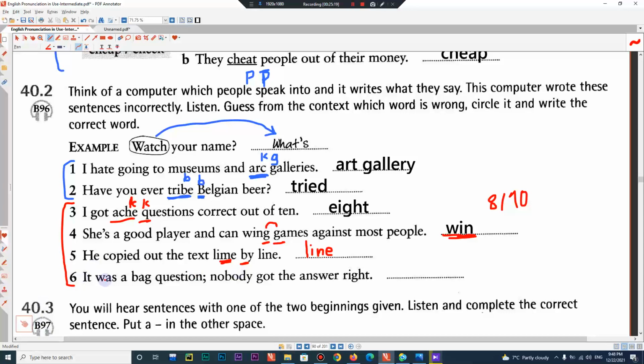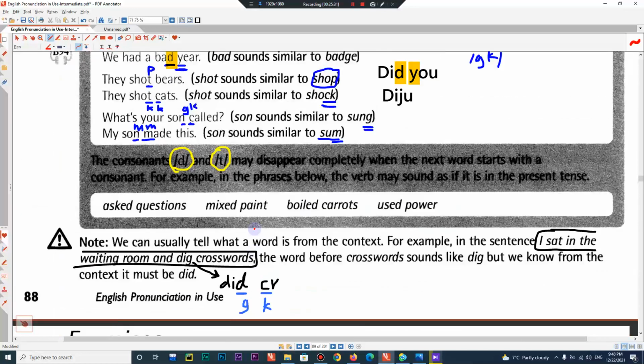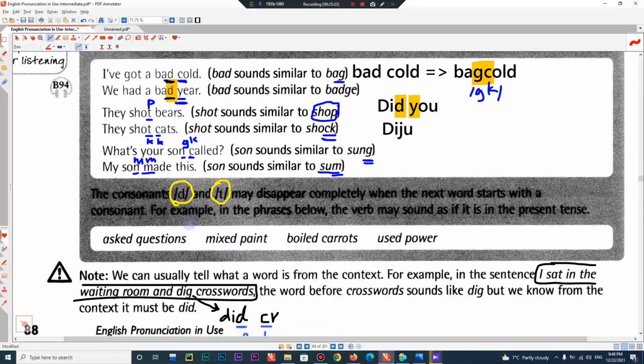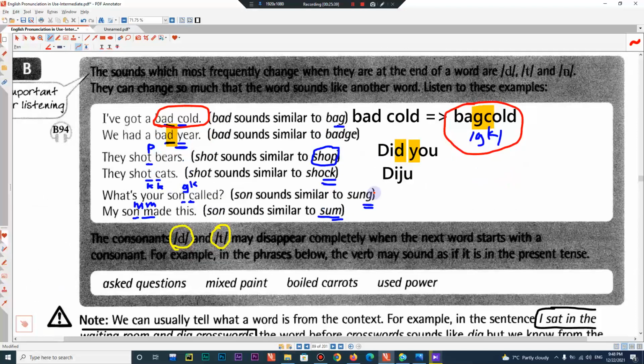Anyway, number 6: "It was a bad question." Nobody got the answer right, so it should be "bad question." We had this example earlier in our lesson. If you go back a little bit, let me scroll up. You can see that we had this example. "Bad cold" sounded like "bag cold," and I typed it for you as well.